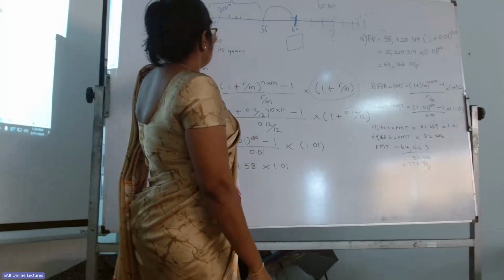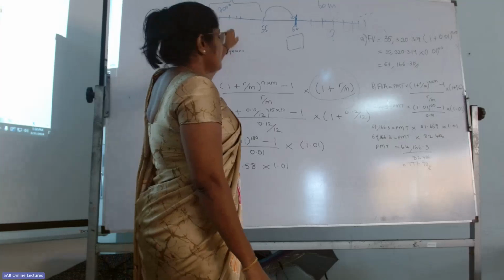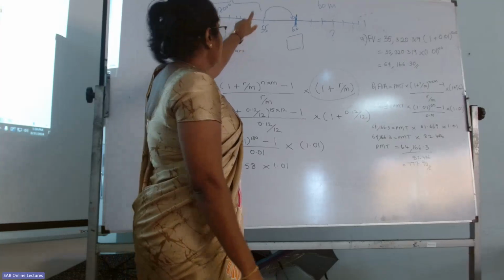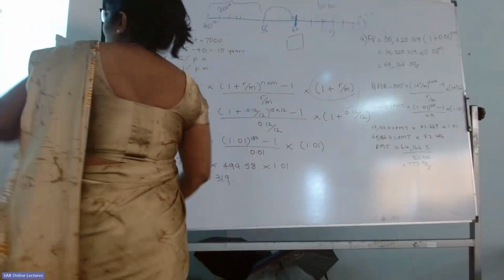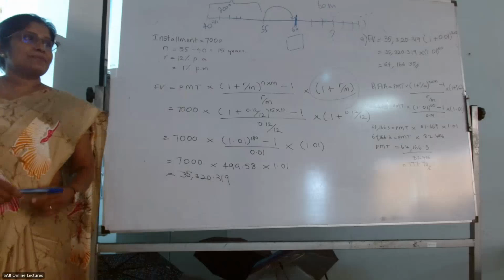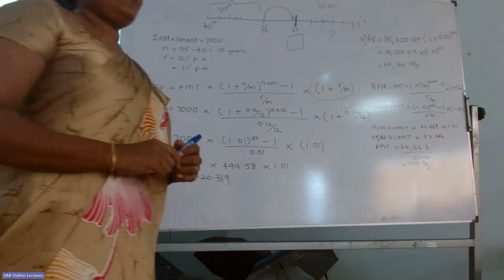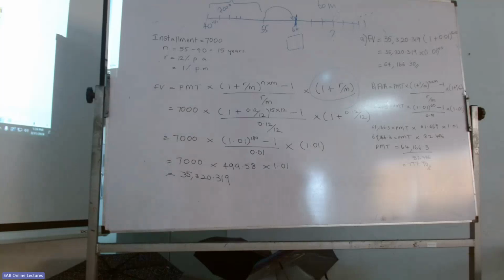Now here, this is today, the 40th birthday. He is going to make 7,000 until he reaches 55. You can read the question: starting 1 month from today. Not immediately. So next month I am making 7,000. I am making 7,000 until I reach 55.